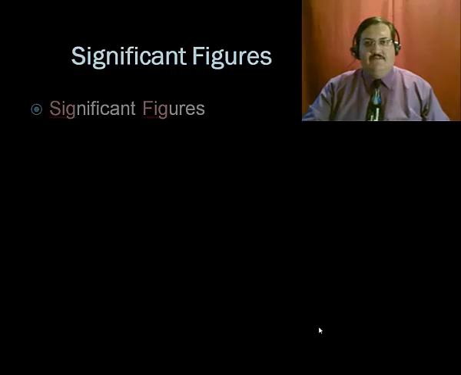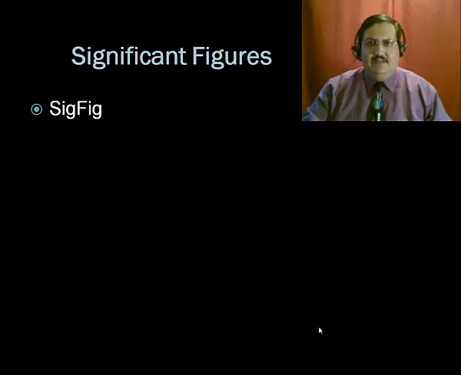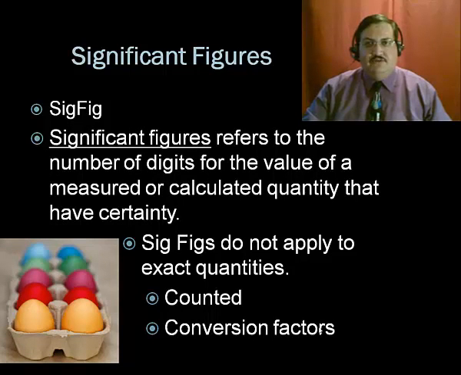So significant figures, often seen in textbooks as sig figs, and I will use these terms interchangeably, and occasionally even seen as significant digits, although I tend not to use this term. Significant figures are just this concept that the value of any measured or calculated quantity will have a level of certainty. And the significant figures are what numbers, or what actual digits, are certain within that value.